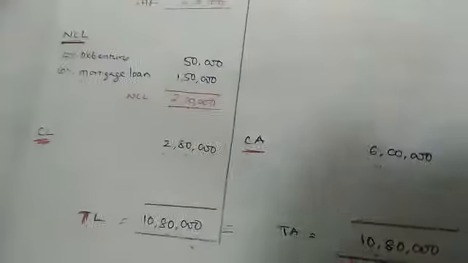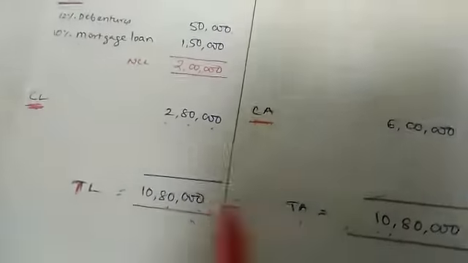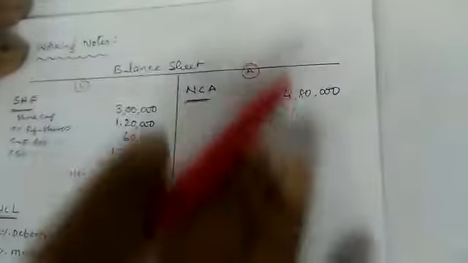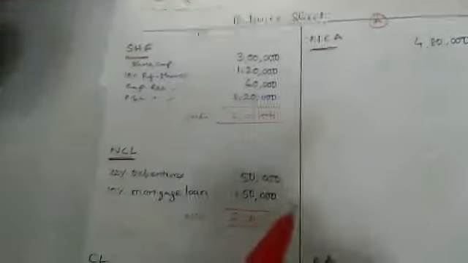So see, 4,80,000 plus 6 lakhs is 10,80,000. So both sides are agreed. The balance sheet is showing equal amounts on both sides. Now all the information is available from these working notes. So now we can start the problem.